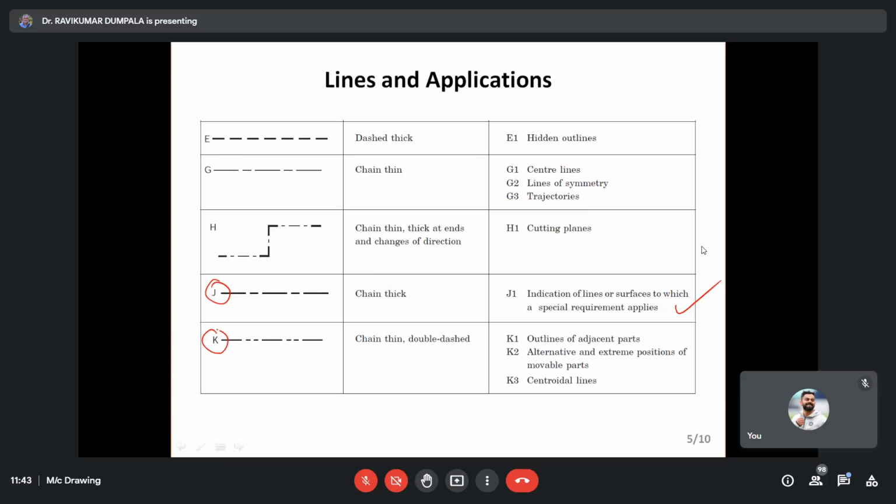And the K also is significant. You see, it's a double chain thin, double dash, chain thin, thin line, double dash. These are very, very important. Don't ignore, because this will help you in reading the blueprints. Okay, chain thin, double dashed, outlines of the adjacent parts.